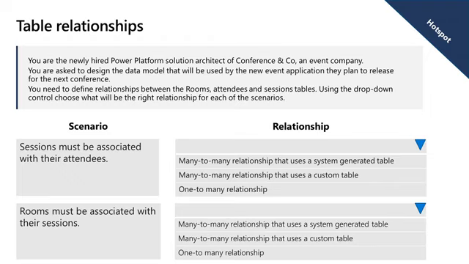So here you got two questions in the same one. You got two different scenarios, and for each scenario you will get a drop-down. You will have to click on the drop-down to get the options that are available. For the scenario, sessions must be associated with their attendees, the solution will be the many-to-many relationship that uses a system-generated table. And the rooms that must be associated with their sessions, that will be the one-to-many relationship.